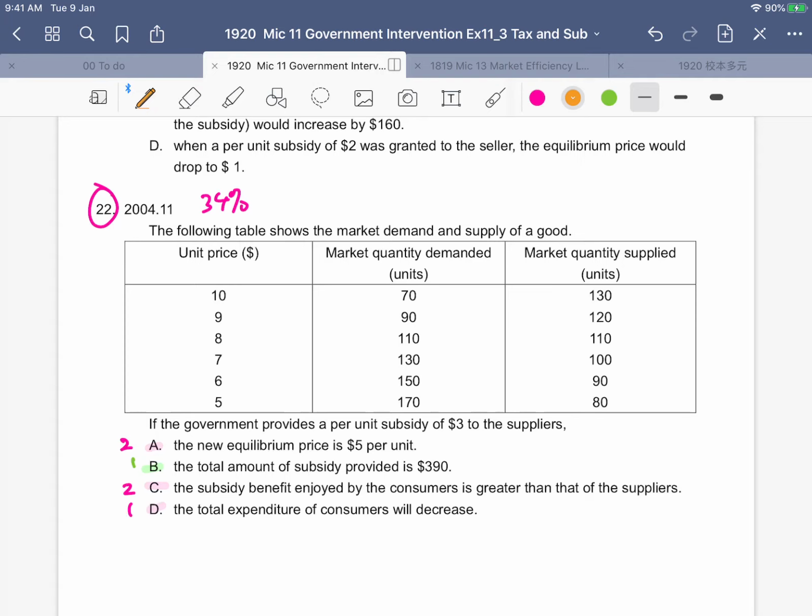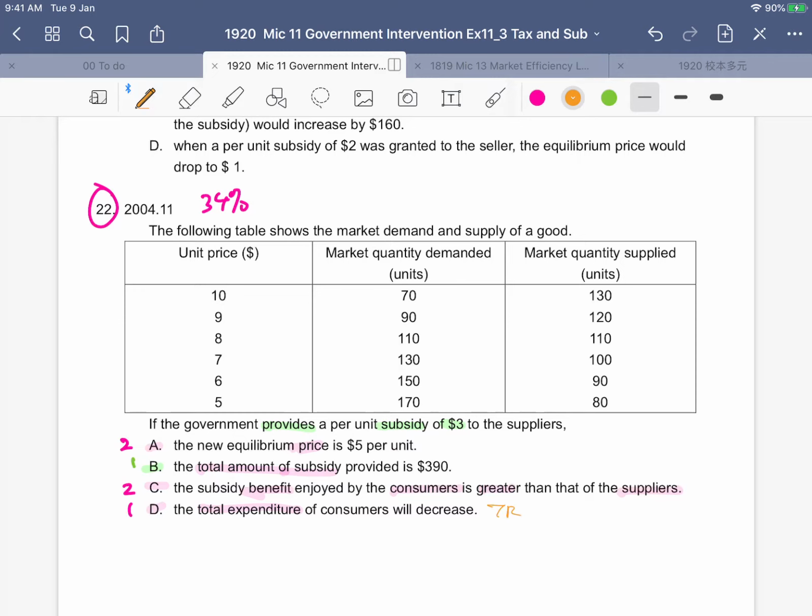Okay, so we have this question. Let's check the information. We have a table, and then we have a subsidy of $3 provided to the suppliers. The options are talking about the price, the total amount of the subsidy, and whether the benefits enjoyed by the consumers are greater than the suppliers'. That means the share of the benefits. Then the total expenditure, so this one is TR.